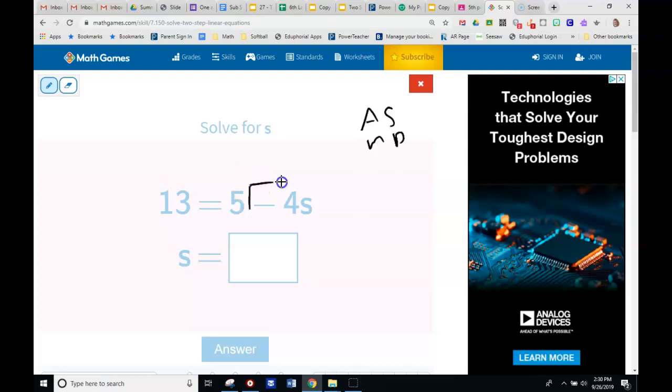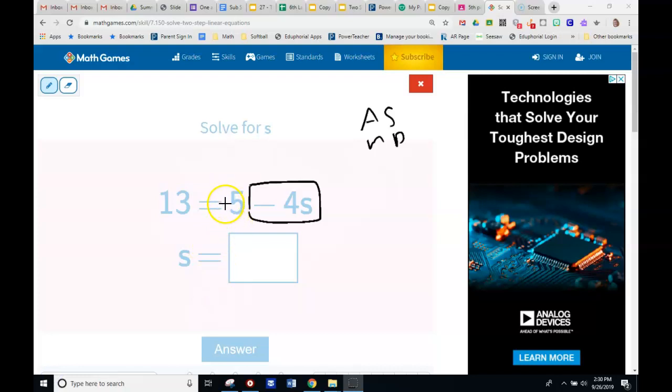So I'm going to go ahead and box my variable, the number, and the sign in front of it. That way I know what I'm working with and what side I'm working on. So I'm working on the right side.